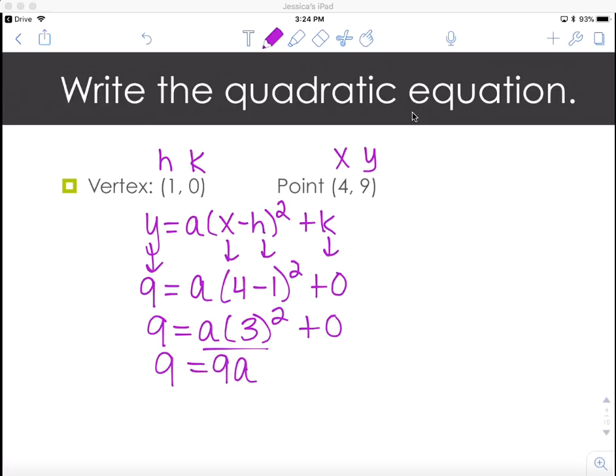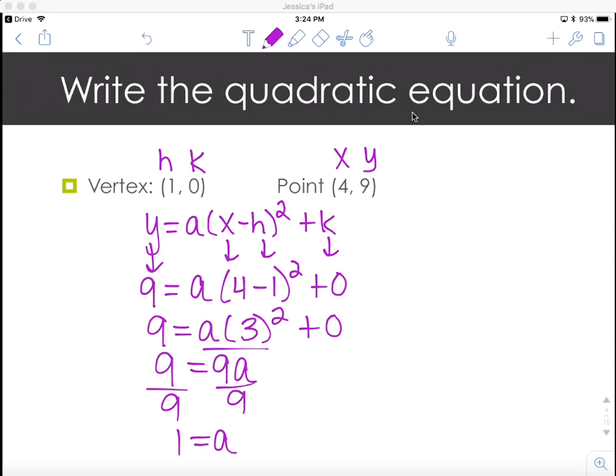That's what you're more used to. Now, you can bring down the plus 0, but plus 0 really isn't going to change anything. So really, you can forget about the plus 0. Now, all I have left to do is to divide 9 on both sides, and I get 1 for a.